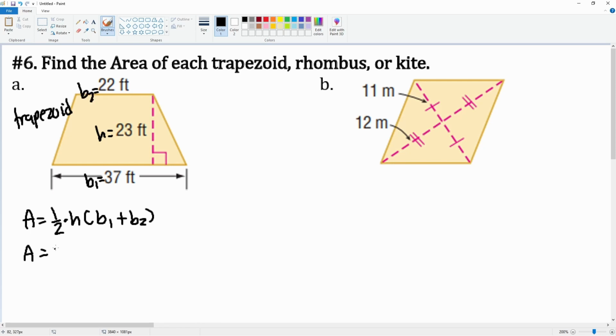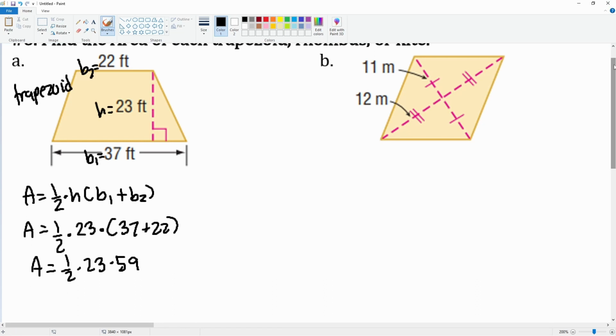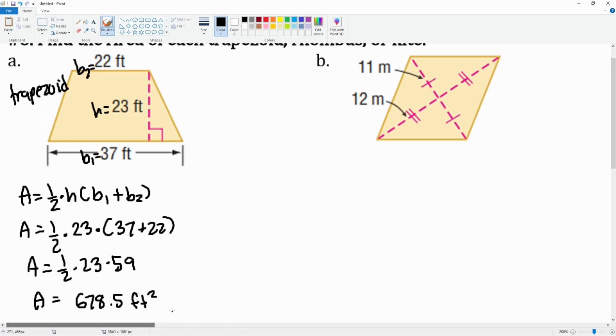Just plug it in now. 1/2 times 23 times parentheses 37 plus 22. Okay, let's simplify what's inside the parentheses first. What's 37 plus 22? That is 59. So here that's what you plug into the calculator: 1/2 times 23 times 59. That gets me area is 678.5 feet squared.